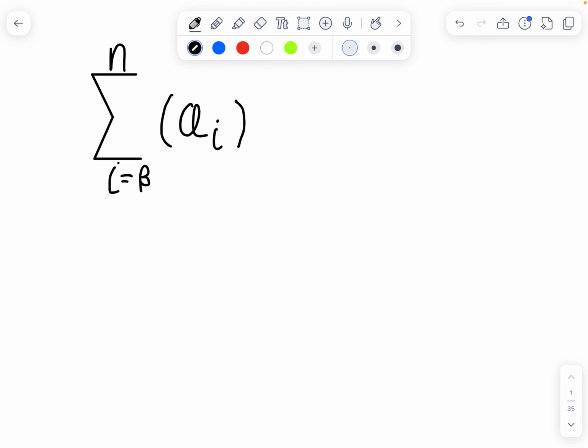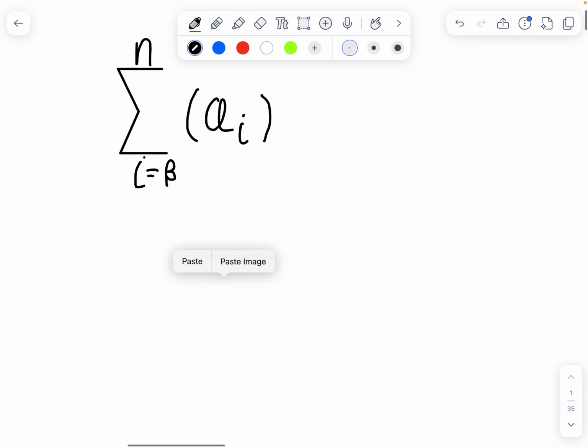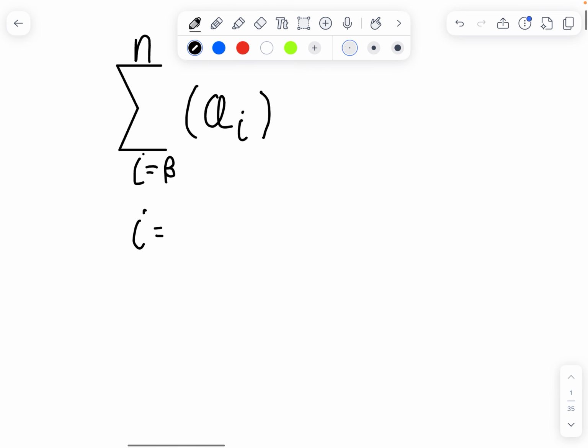Okay, now that our summation notation formula is written out, let's start labeling it. This i symbol is just the index of the summation. This mostly just tracks your position.